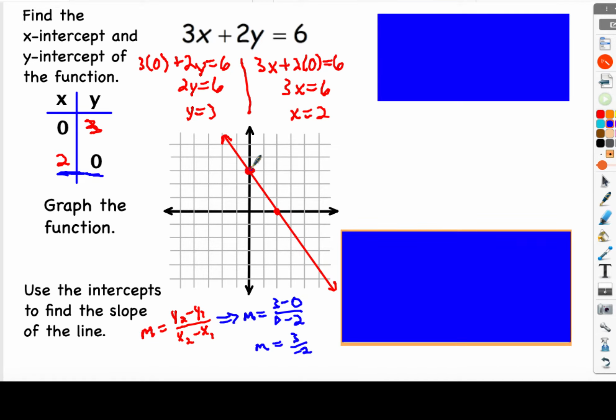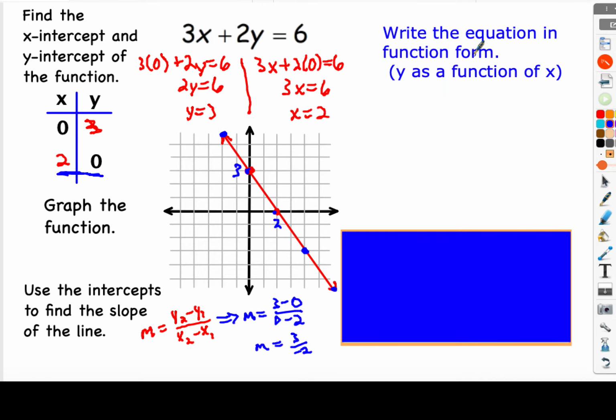on our graph. Notice we went down 3, right, from positive 3 up here, and then right 2 over to 2. Down 3, right 2, down 3, right 2. And that's really the idea of that slope, is that it can quickly find a lot of points for us. I can just keep on counting down 3, right 2, or up 3, left 2, and I can find lots of coordinates.